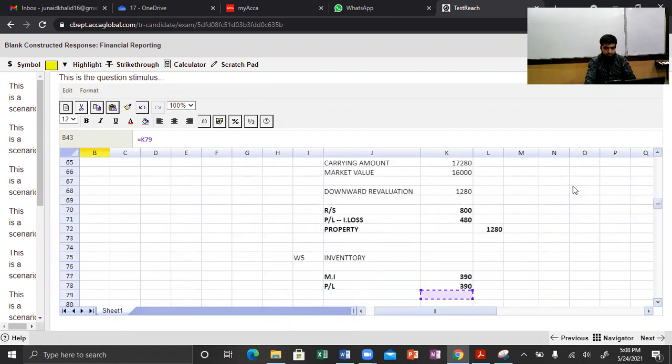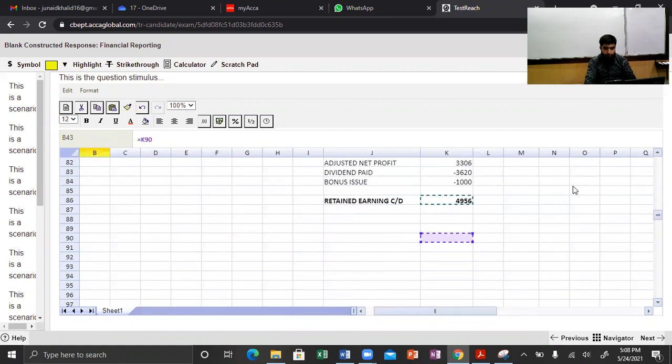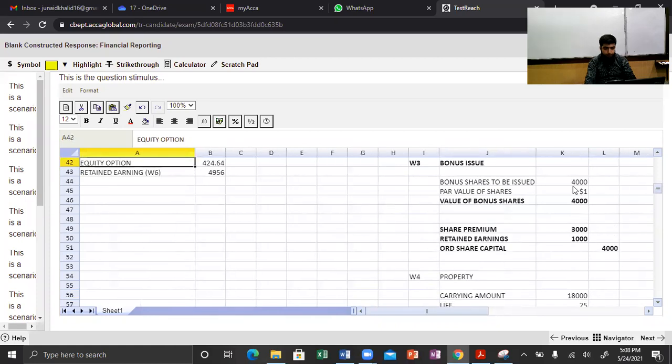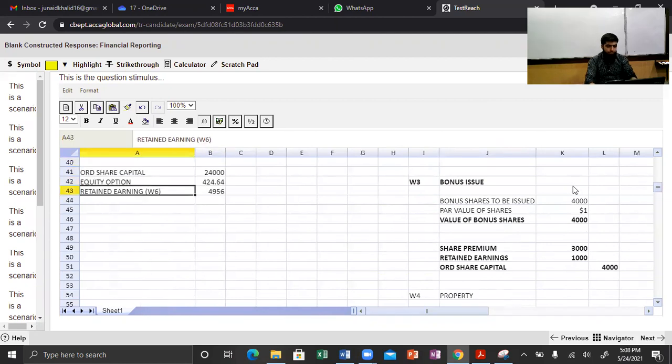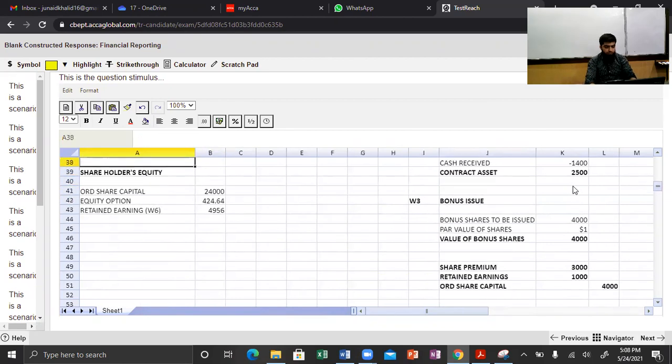We're going to do that for the cell 4956. That is the retained earning balance. So any other equity component? No, there is no further equity component. So total shareholders equity. Total shareholder equity is the sum of all, that is 29380.64. That is the total shareholder equity.